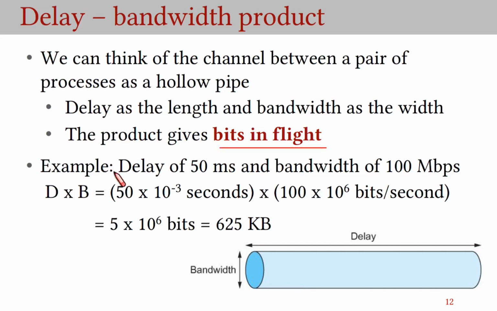Consider the example of a long distance link where delay is 50 milliseconds and bandwidth is 100 megabits per second. On this link, the delay bandwidth product is going to be 50 milliseconds, that is 50 times 10 to the power minus 3, and 100 megabits per second, that's 100 times 10 to the power 6 bits per second. And this product is 5 times 10 to the power 6 bits, or 625 kilobytes. That's quite a bit of data.